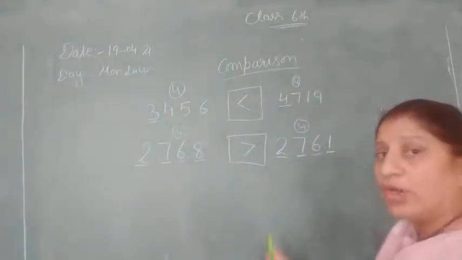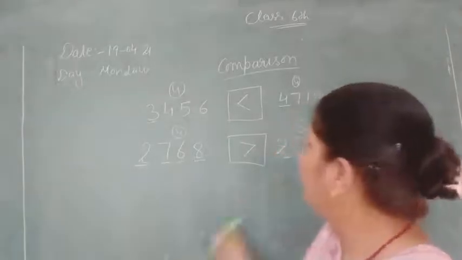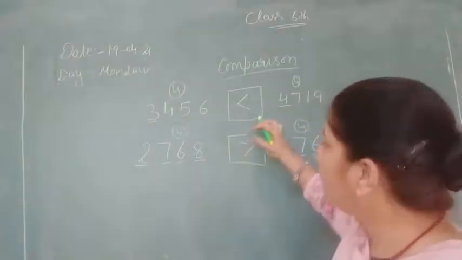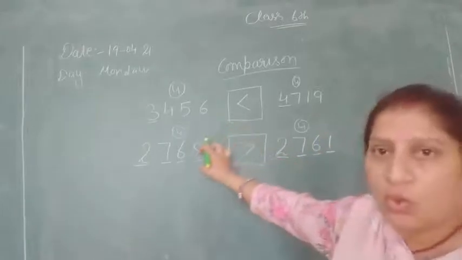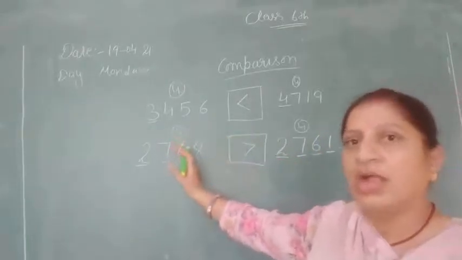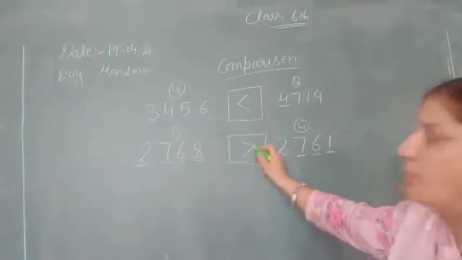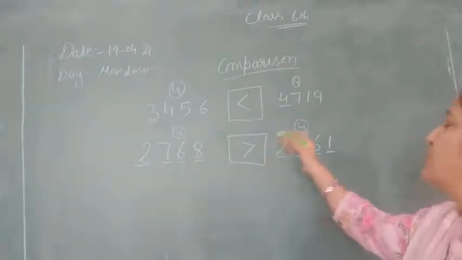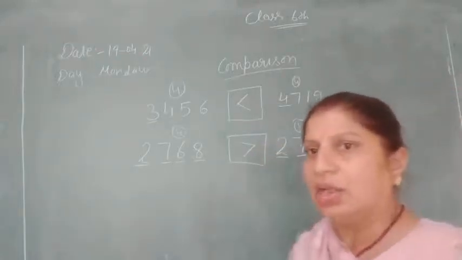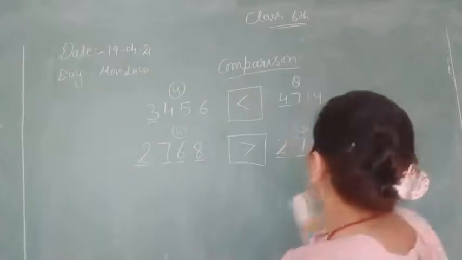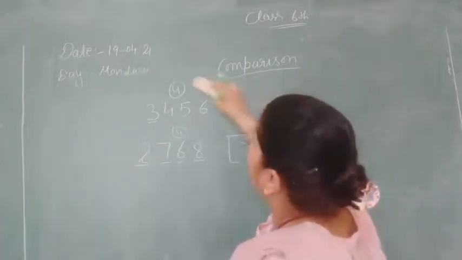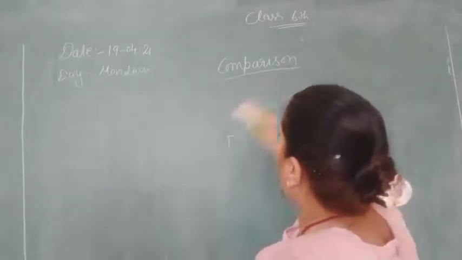2761. For the number which is greater, we put the symbol like this. The face of this symbol is open on the side of the greater number and the face of this symbol is closed on the side of the smaller number. Clear this one? Okay. Now we check the next rule of comparing numbers.